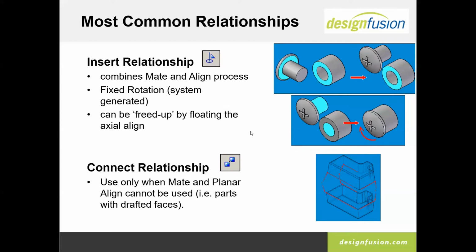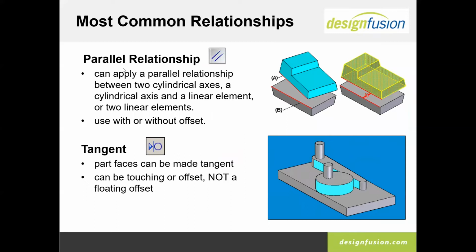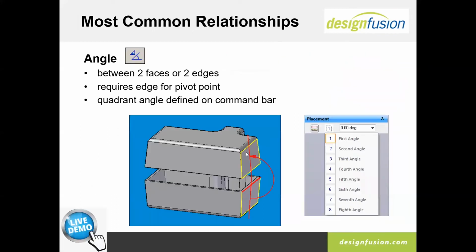Unfortunately, everything in this world is not planar or cylindrical, so we have to have other relationships. Connect is one of those relationships. We can connect key points, for example. So here's an image of a barbecue cover, and we're connecting the corner points to apply relationships to it. Parallel relationship. This edge is parallel to this edge. Tangent relationship. This face is tangent to this face. Angle relationship. You can create an angle relationship between two parts.